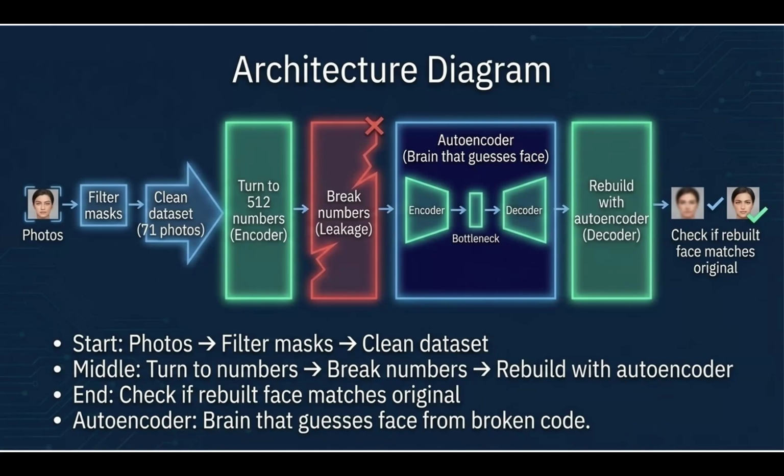As you can see from this diagram, first we chose the photos, the unfiltered masks, the original faces of the celebrities in different scenarios or settings. We filtered those and had a clean data set of 71 photos, and we turned those 71 photos into 512 dimension vector embeddings. And then we created a controlled simulation of leakage with ablations.